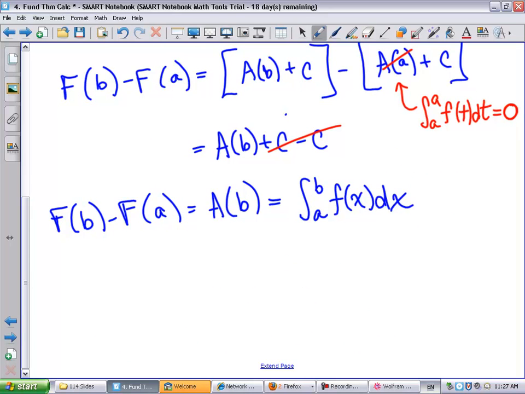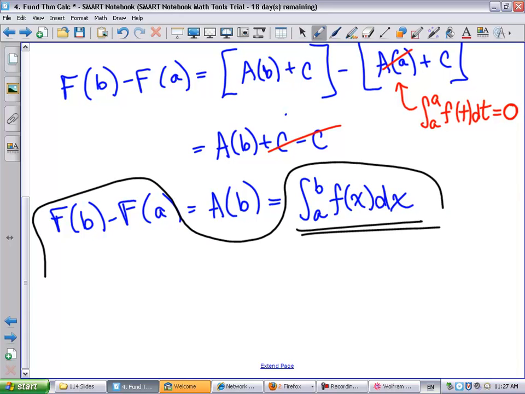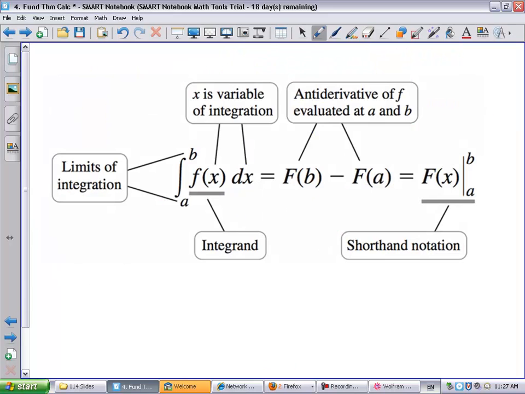So there we go. That's telling us that if you want to find this integral, all you have to do is take any antiderivative and compute F of b minus F of a. All right, let's try this.